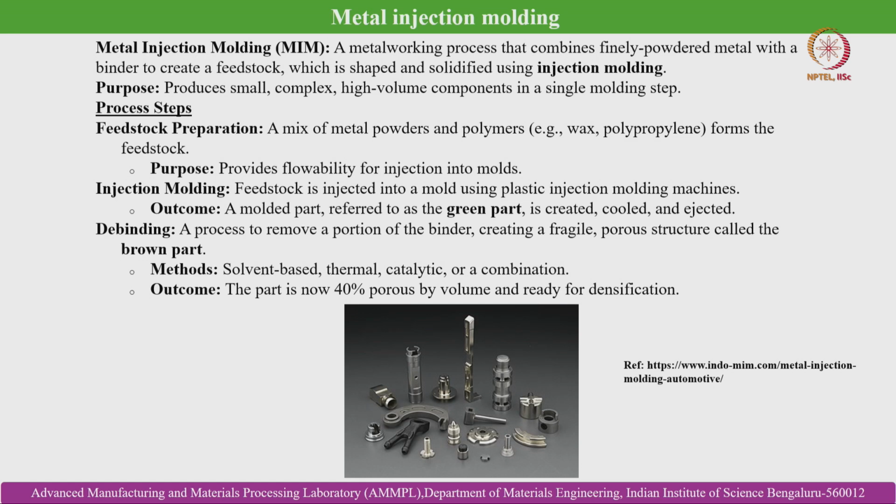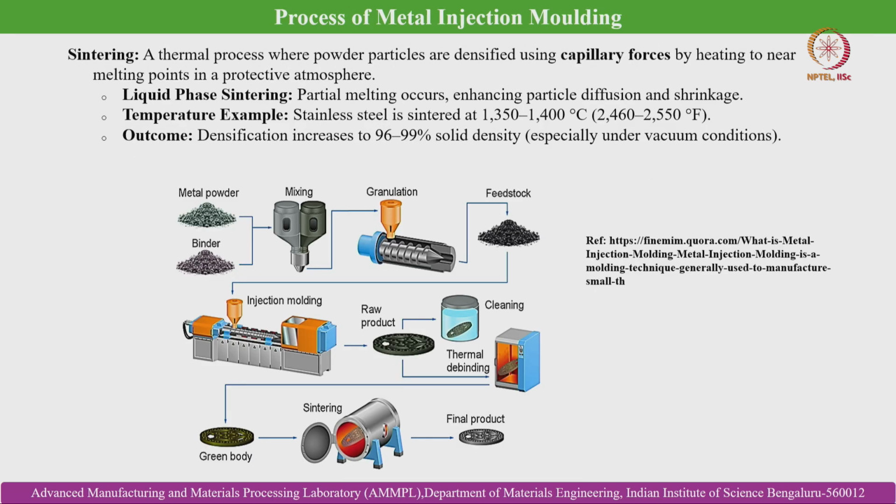The metal injection molding process is pretty similar, the only difference being the replacing of the ceramic powder. In this case the metal powder is incorporated or mixed with the polymer, and the purpose is producing small, complex, high volume components, and the process steps are pretty much the same as we have discussed in case of ceramic injection molding.